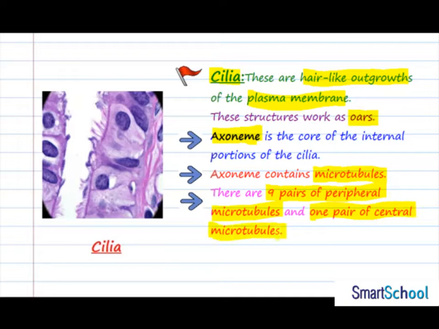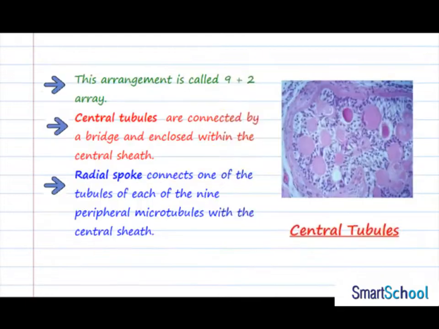So what is the basic structure of a cilia? It consists of axoneme, which further contains microtubules, and there are total 10 pairs of microtubules, out of which 9 of them are peripheral, that is present on the periphery, and 1 pair is the central one. Here in this image, you can see the diagram of cilia being shown. You can see the outgrowths on the plasma membrane. These are cilia. This arrangement of the cilia is called the 9+2 array because there are 9 pairs of microtubules on the periphery and 1 pair in the center, and the 1 pair consists of 2 of them. So it is known as 9+2 array.